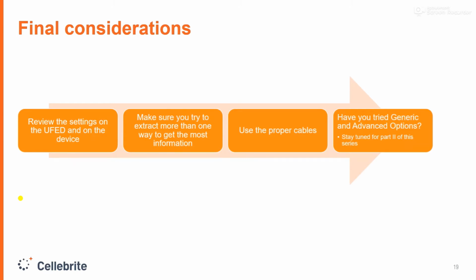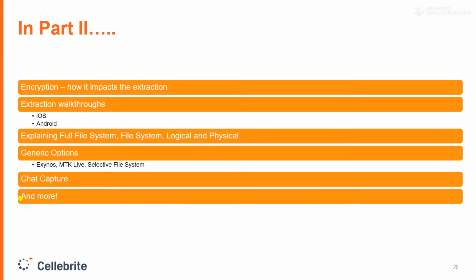Some final considerations that I have for you. Review the settings on the UFED. Please walk through them every single time you update. Make sure you open your extractions before you return the device so you know that you got what you expected to retrieve from that phone. Use the proper cables. Use the adapters. I've tried to bypass using the adapter, and guess what? It's not going to work. And then there's the magical advanced options and generic options. I am going to save those for part 2 because I want you to come back and I want you to keep learning with me as I'm showing you all of these options because there are so many things.